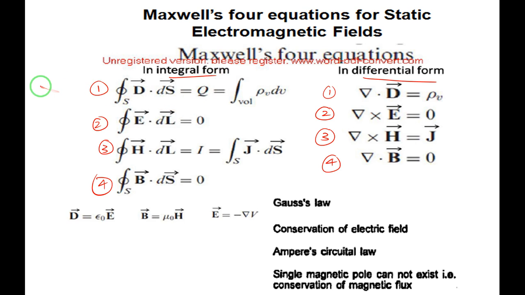First we will consider the Gauss law. Gauss law in integral form: closed surface integral of D dot ds equal to Q, and Q is equal to volume integral of rho v into dV. This is the integral form of Gauss law, we know it. Then what is the point form of Gauss law? We have already studied all these equations, we are just listing them here. In point form or differential form, del dot D vector is equal to rho v. This is the point form of Gauss law.